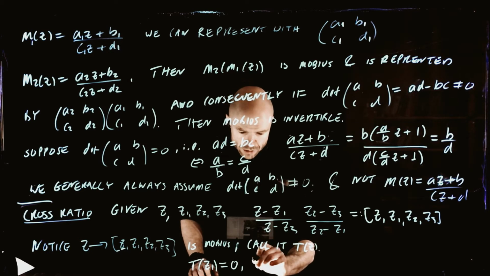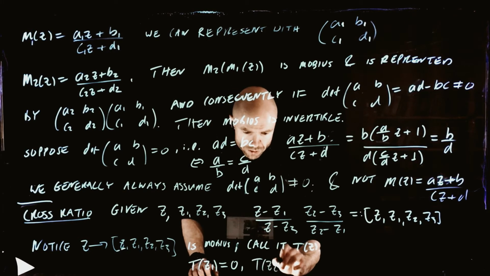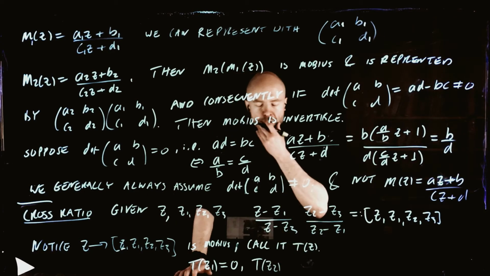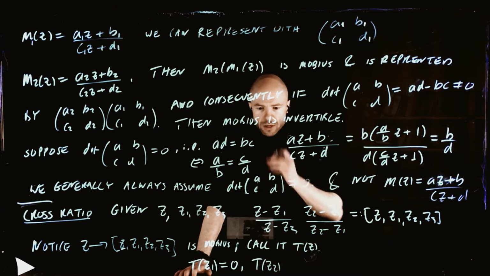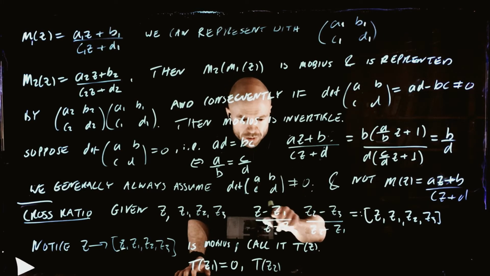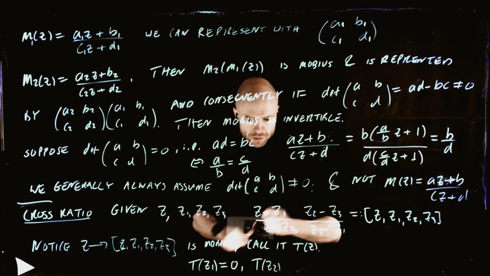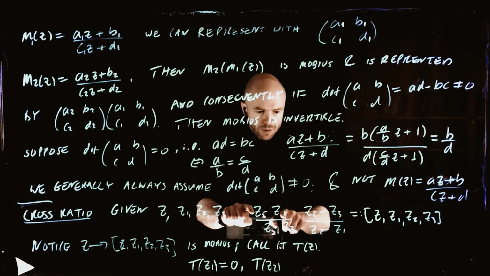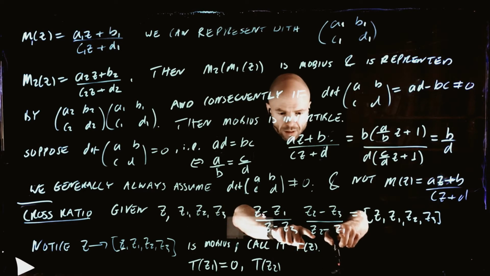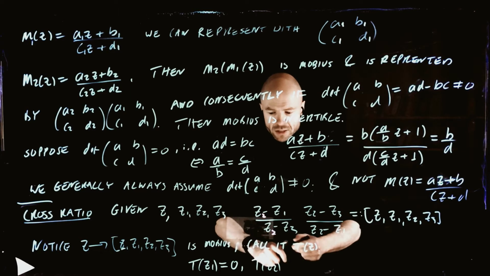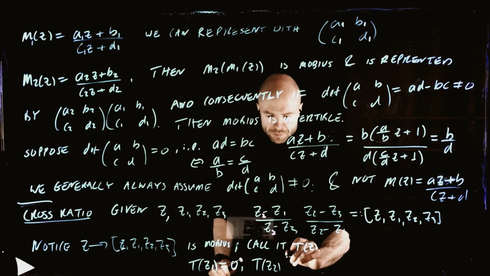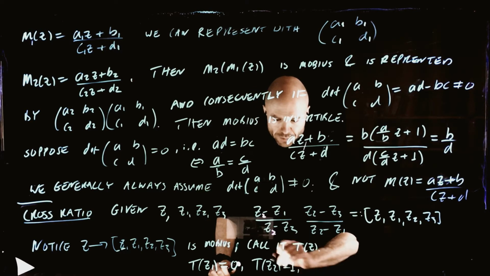Yeah? Let's do T of Z2. If we put Z2 into this thing, we're going to have Z2 minus Z1, which gets cancelled with this thing, and then this thing gets cancelled with this thing, so this ends up just being 1. Yeah? This thing is just 1.